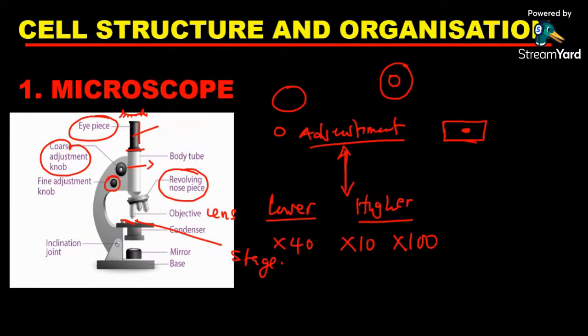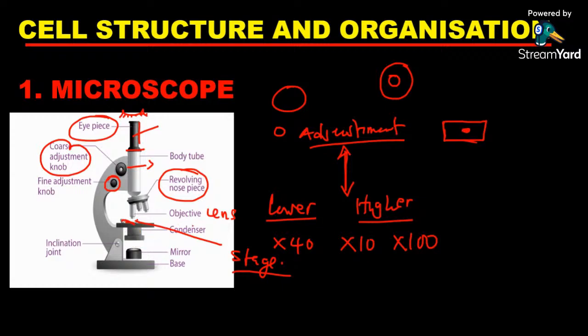So here on the stage, it's just a flat surface where you put your slide. Then there's a slide clip that holds the slide from moving. Okay, so that is very important. Then, of course, we have this condenser here.